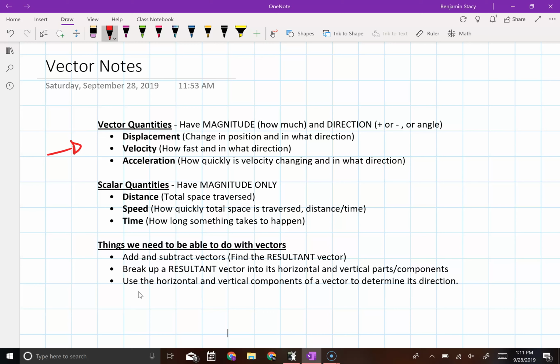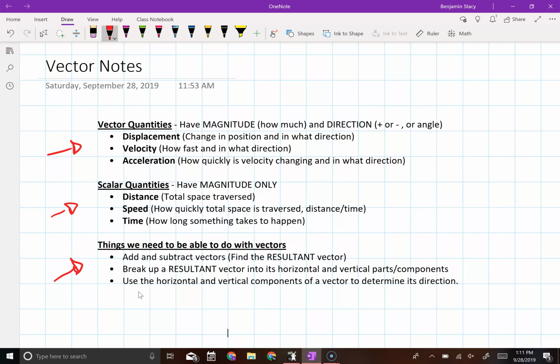We have some examples from kinematics, that's up there. Scalar quantities have just magnitude, some examples. Things we need to know for 2D kinematics and projectiles is how to add and subtract vectors. When you get that result of adding or subtracting vectors, we call that the resultant. We need to be able to break up a resultant vector into its horizontal and vertical parts or components, and that's called resolving a vector.